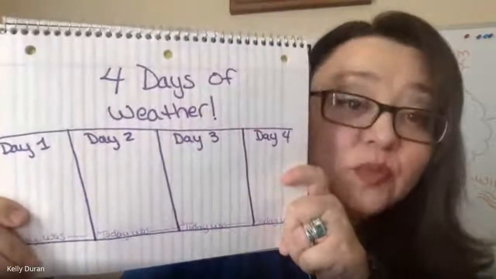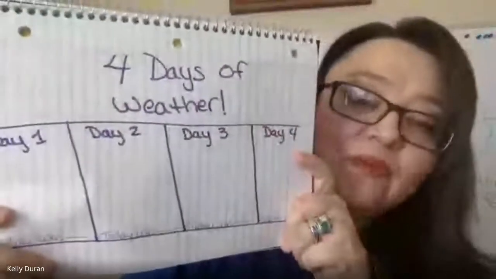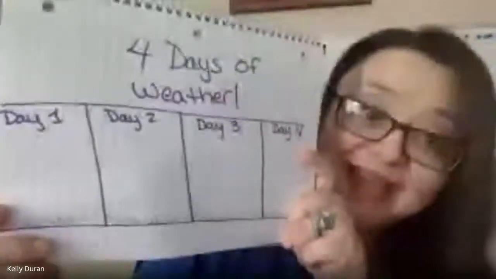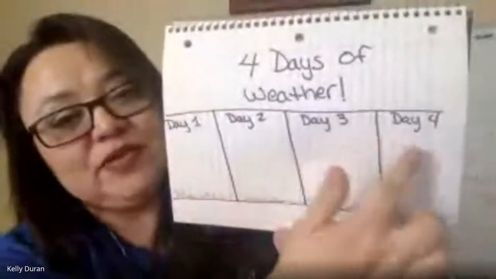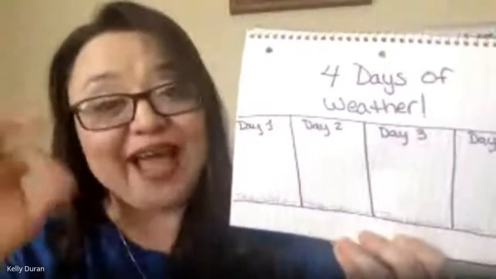So this week, every day I want you to look outside and tell me, what is the weather like? I just made a little chart. You can make a little chart however you want, but I just made day 1, day 2, day 3, day 4. It's 4 days of weather. So that'll give me Tuesday, Wednesday, Thursday, and Friday.